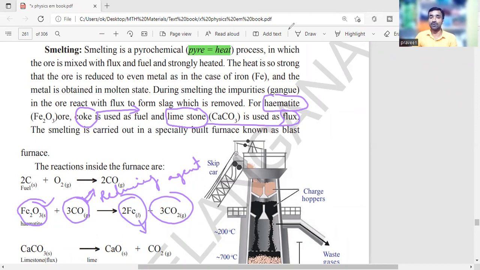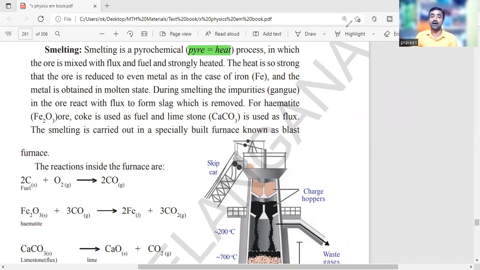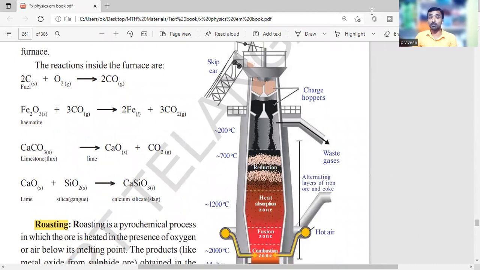In the liquid form, you will obtain iron here. So here the carbon dioxide is liberated. Then here, that flux we used is calcium carbonate. When you heat calcium carbonate, it remains as calcium oxide and carbon dioxide. Carbon dioxide will be liberated. Then calcium oxide we obtained in the solid form.